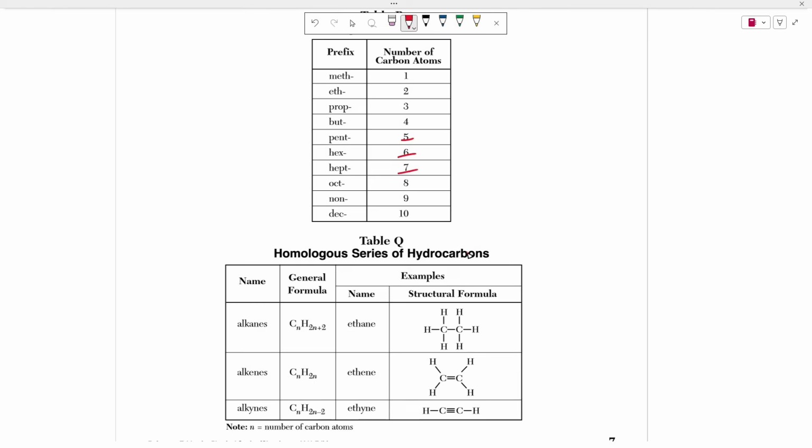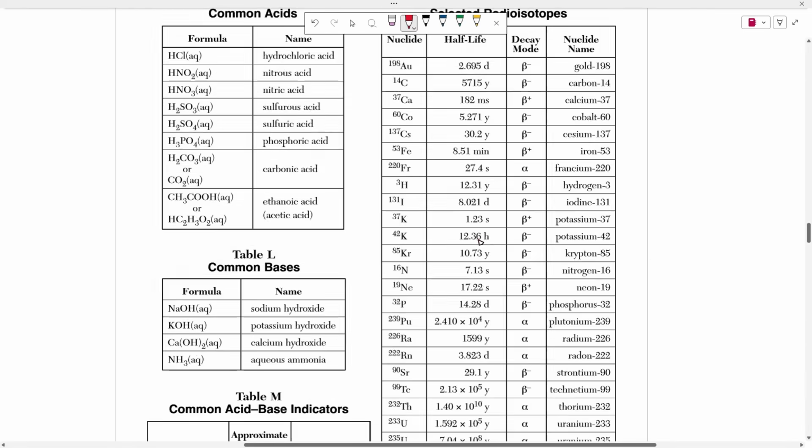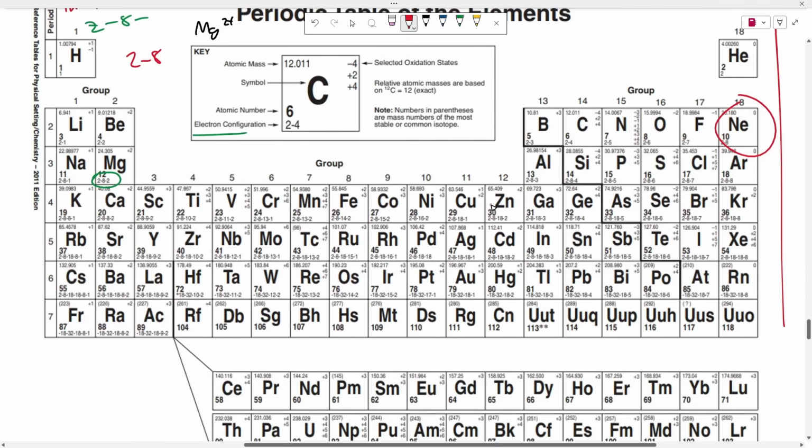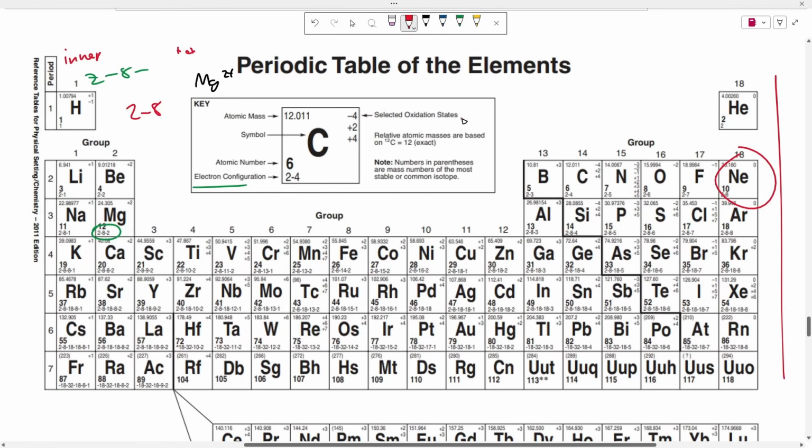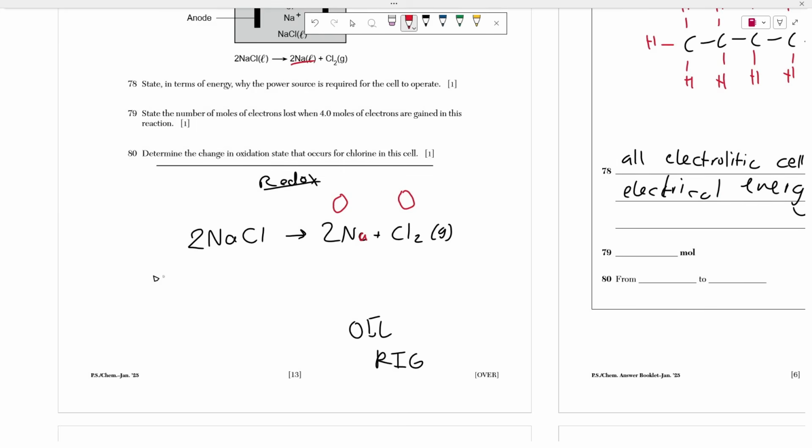If we look at our reference table over here, in the periodic table of elements, we see how selected oxidation states are up here. They tell you the oxidation states that could occur in that molecule. And we see here how sodium only has one oxidation state, and that's +1. So when sodium is combined in a molecule, it always has a +1 oxidation state.